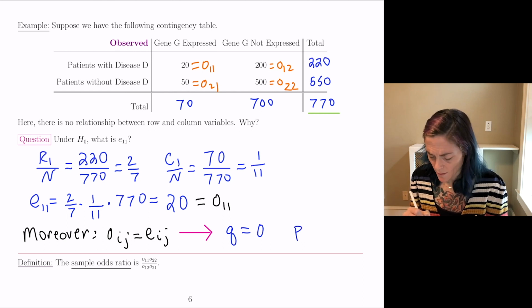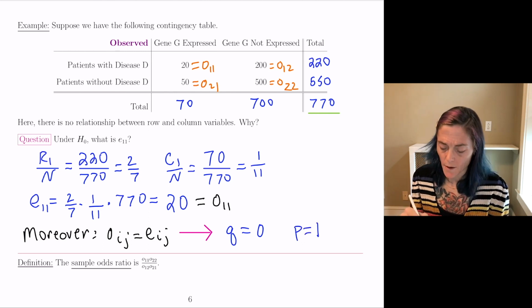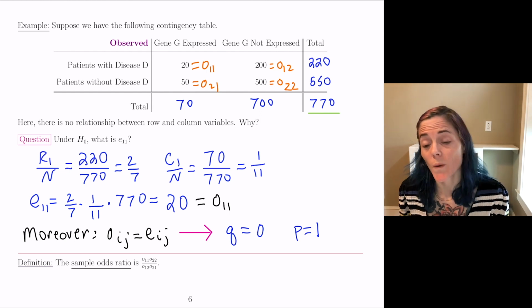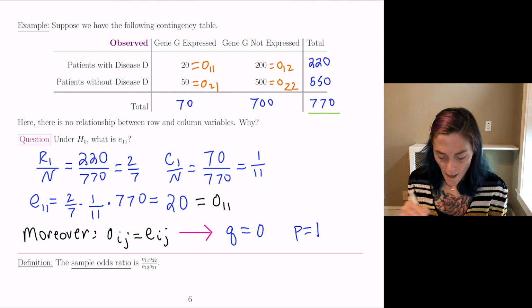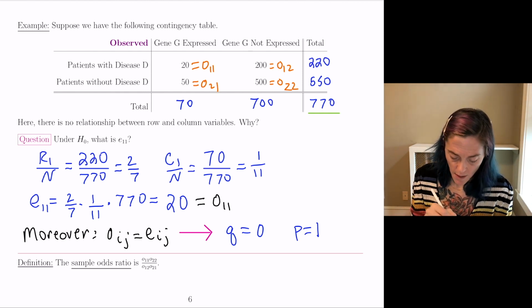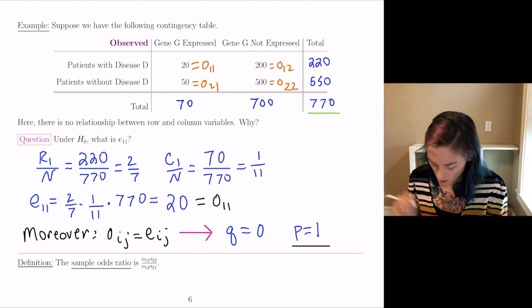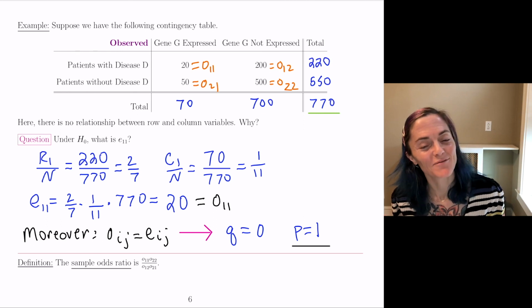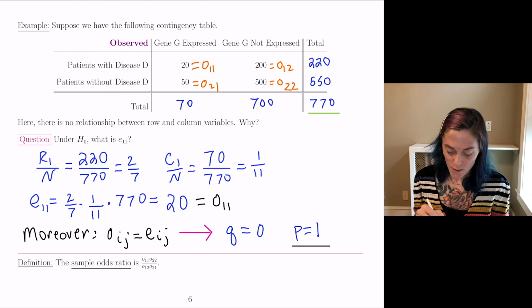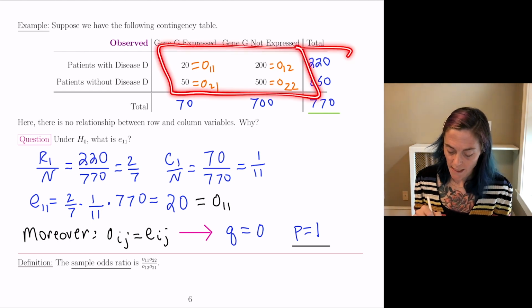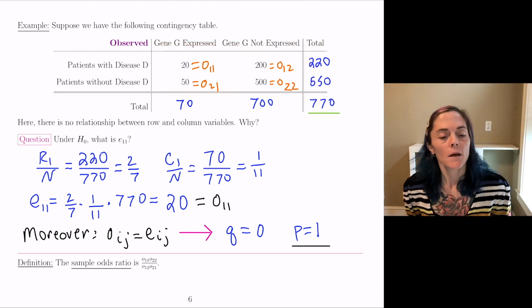This would give, well, the p-value is 1 here. The probability that a chi-square random variable is bigger than or equal to 0, that's 1. Just thinking about the chi-square distribution. There is no relationship between the row and column variables. This is kind of an extreme case, and as I mentioned, this was made up. It's unlikely you would see this exactly.